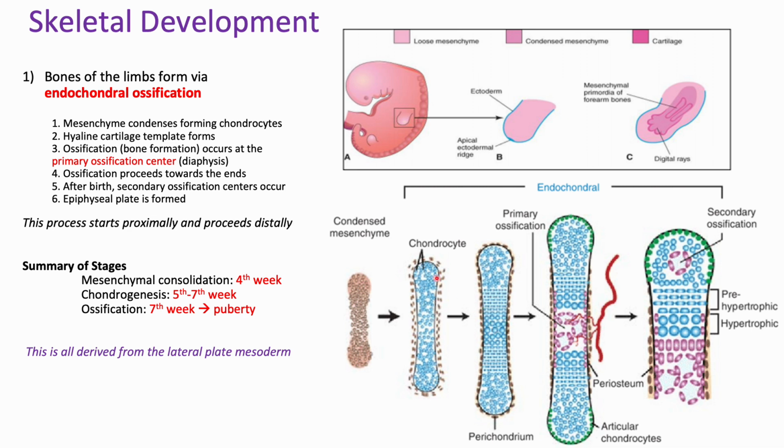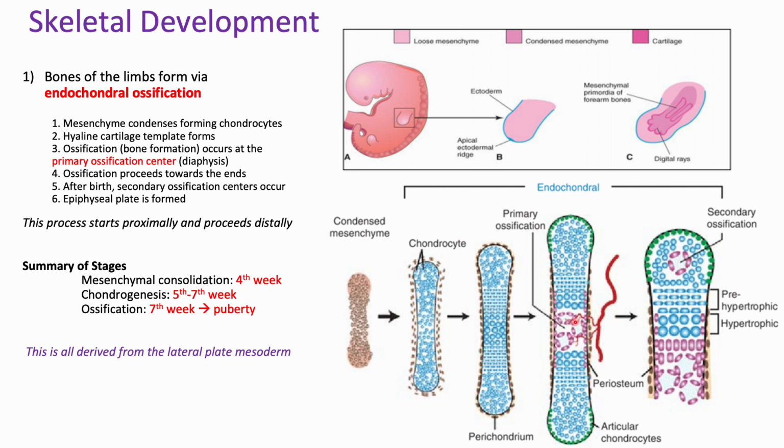Now, over time, we're going to want to take that cartilage and turn it into bone, and that is a process known as ossification. So the ossification in the long bones is going to happen at the primary ossification center, and in long bones, that is at the level of the diaphysis, which is the center of the long bone.